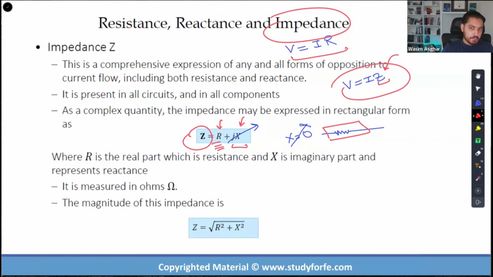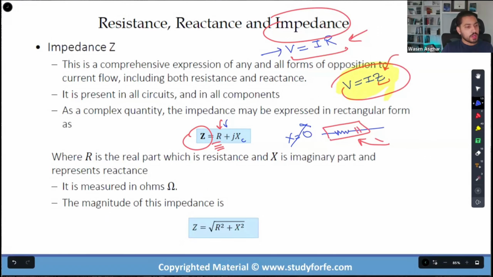But if I use this and the black box contains a capacitor as well, will this equation be accurate? V is equal to IR. When I also throw a cap inside this black box, this will not be accurate. Why? Because this equation is simply accounting for the resistor. There is also an XC. So the more complete form of Ohm's law is always V is equal to IZ.